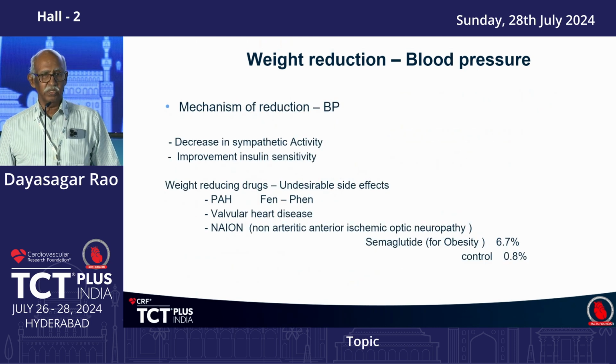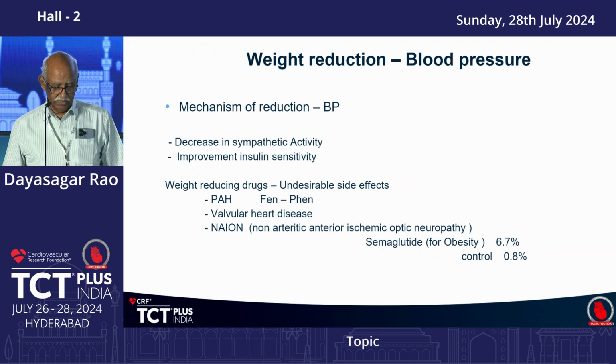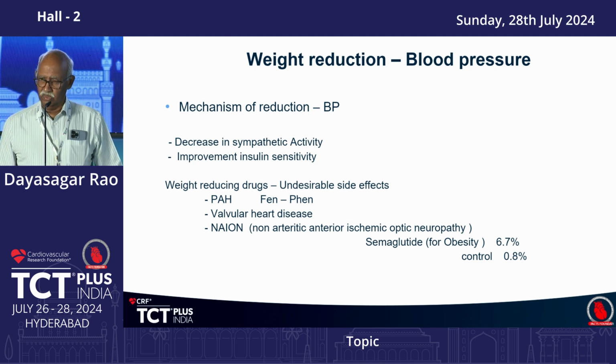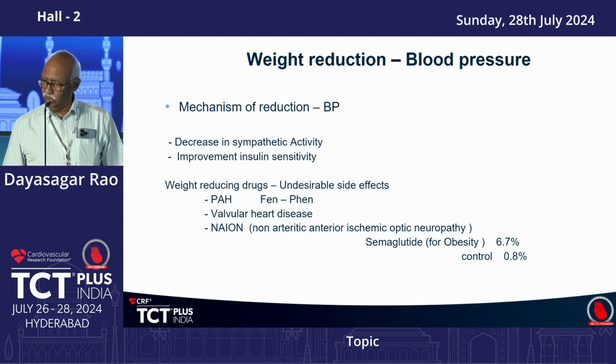How does weight reduction really reduce the blood pressure? Probably by decreasing the sympathetic activity and improving insulin sensitivity. But it is important to understand that most of the drugs which are weight reducing have had undesirable side effects. Some of them induced pulmonary hypertension, some of them induced valvular abnormalities. But even the GLP receptor agonists also have an undesirable side effect, which has been brought to light recently, the so-called sudden, painless loss of vision, what we call non-arteritic anterior ischemic optic neuropathy.